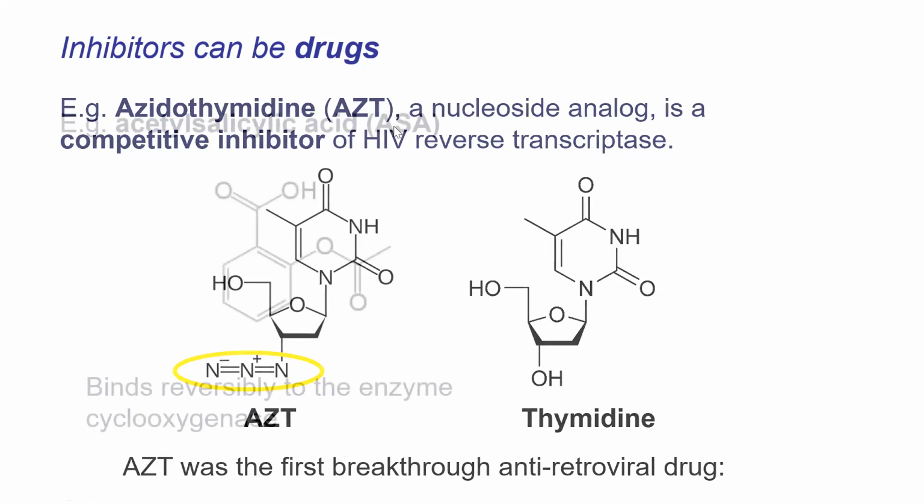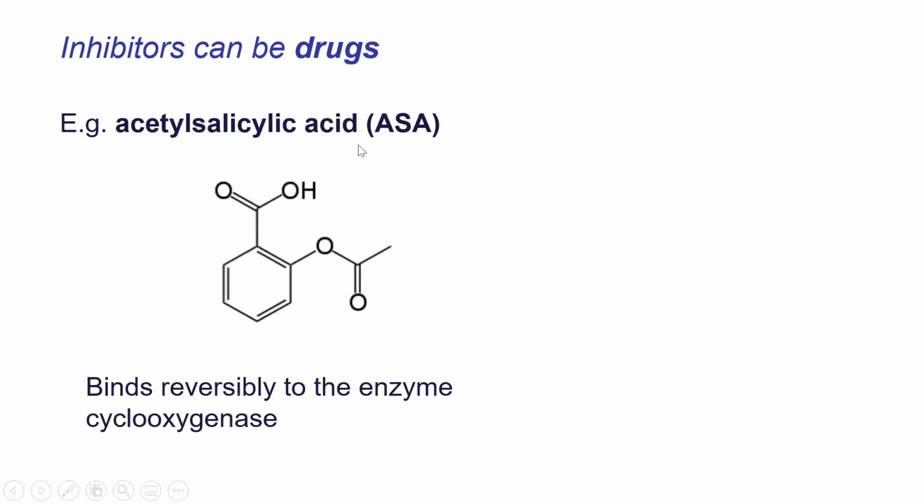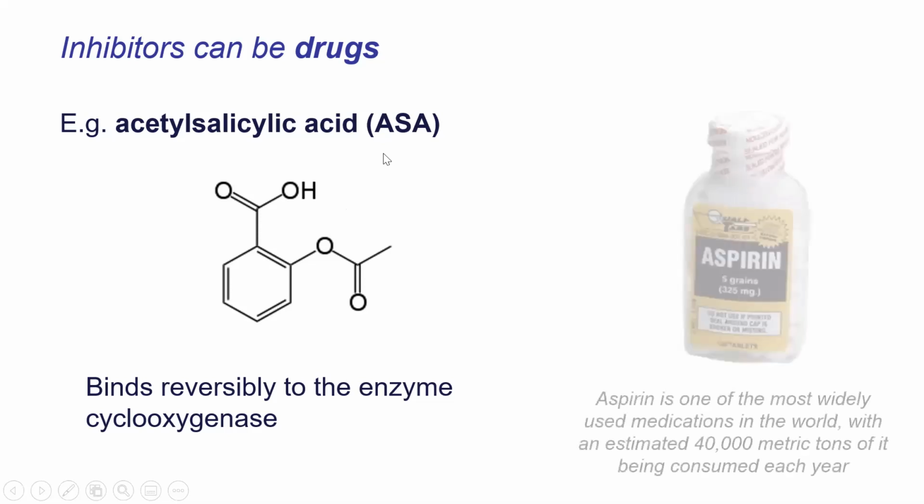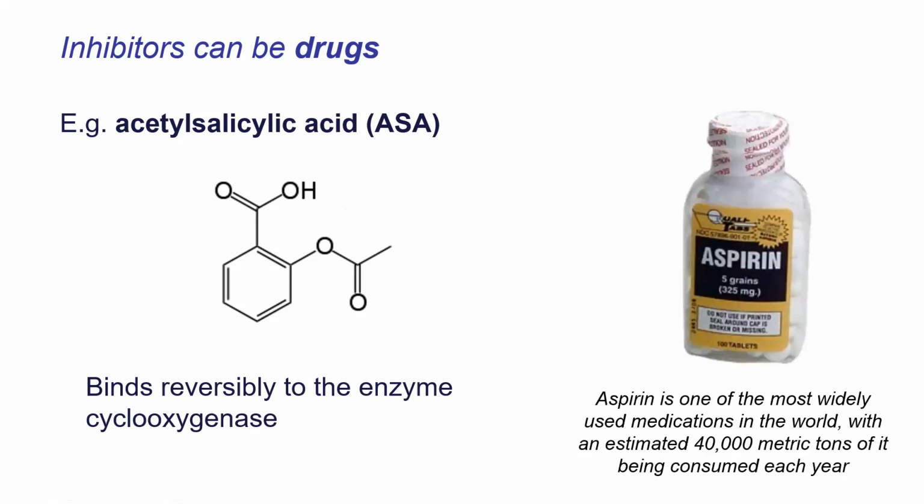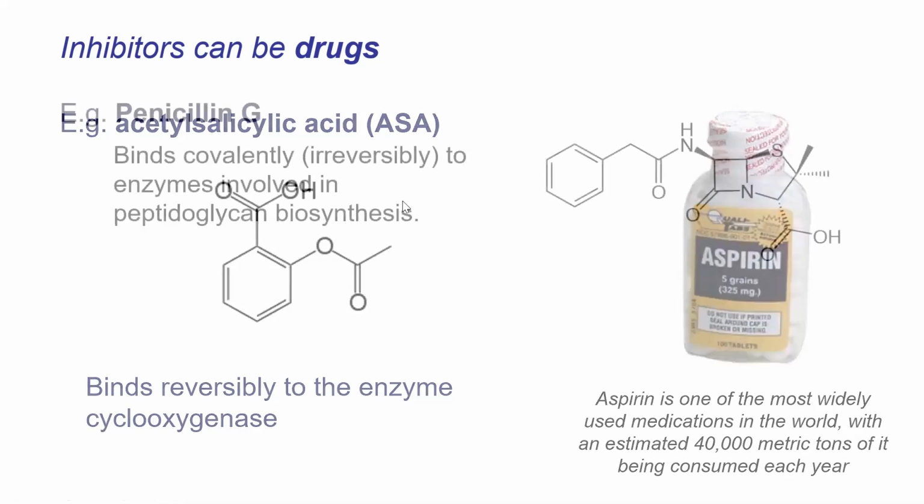I've got a couple other examples here to show you. Here's another example of an inhibitor. This one is ASA. Some people may recognize what this is. This is actually aspirin. And so this binds enzymes that are involved in pain and inflammatory processes in the human body. And maybe one of the most widely used medications on the planet, in fact.